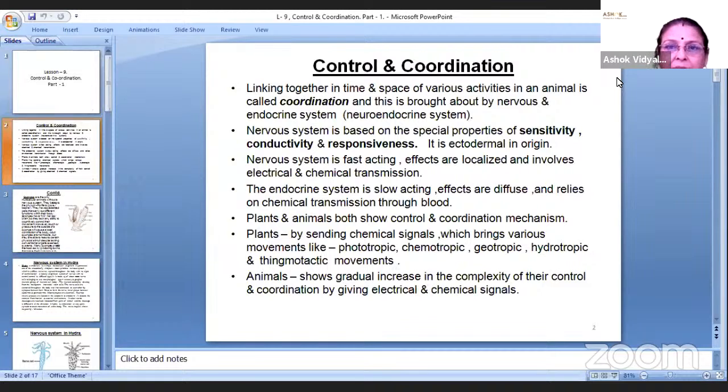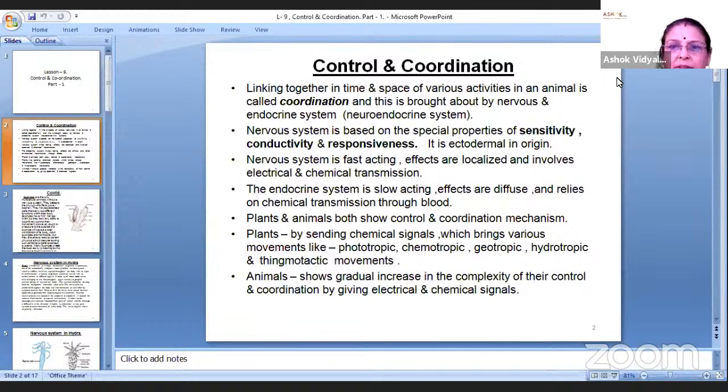Now let's have a brief introduction about this. What is control and coordination? Linking together in time and space of various activities in an animal is called coordination. And this is brought about by nervous and endocrine system. Together these two systems are referred to as the neuroendocrine system.